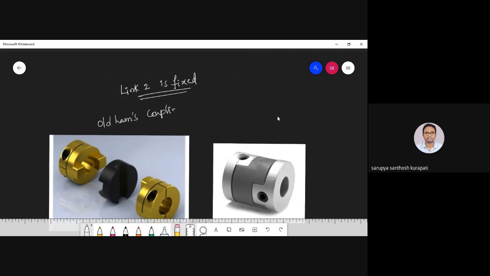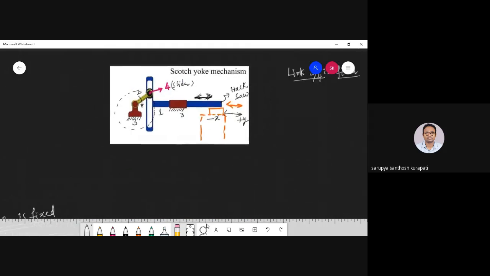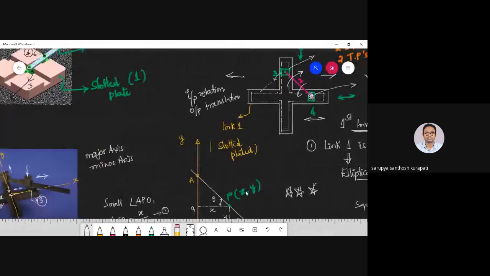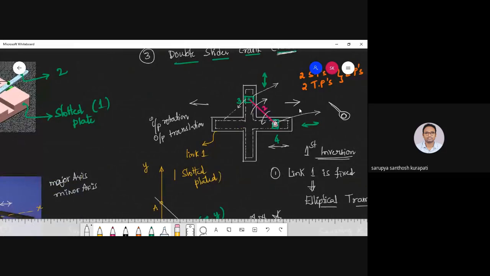Oldham's coupling. So here the link is connected to two sliders. What I'm going to do is fix this particular link 2. So what happens if link 2 is fixed? What is the condition here? The input and output need to be connected to the fixed link. That is the beauty of the fixing. So here input is again a slider, the output is also again a slider. With respect to link 4, link 2 is connected by using a turning pair, and link 3 and link 2 are both connected by using again a turning pair.